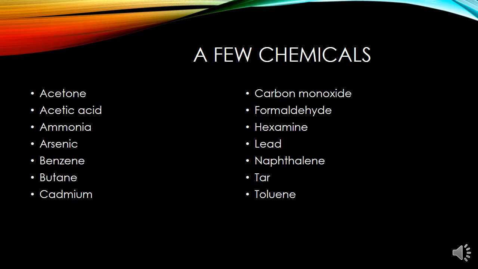Carbon monoxide is released in car exhaust fumes. Formaldehyde is an embalming fluid. Hexabene is found in barbecue lighter fluid. Lead is used in batteries. Naphthalene is the main component in rocket fuel. Tar is a material for paving roads. And toluene is used to manufacture paint. These are just a few chemicals that are found in cigarettes.